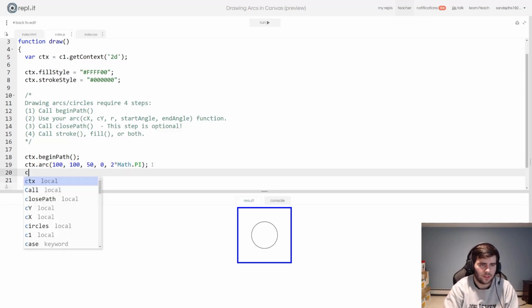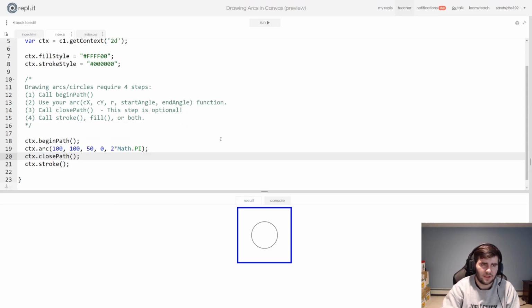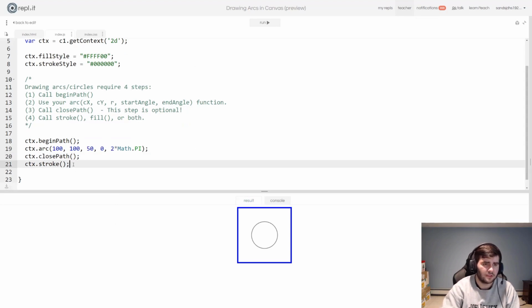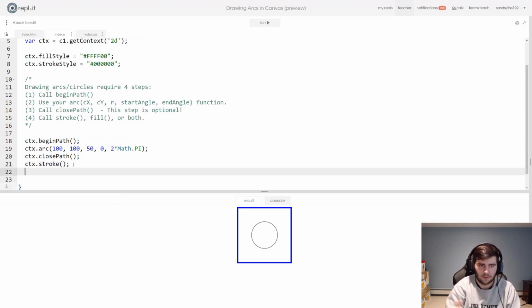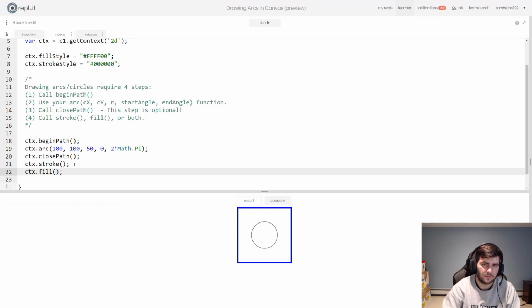Now what I'm going to do here in the middle is I'm going to say ctx.closePath just because I'm going to want to fill it in. And I like to close path whenever I fill in a drawing. And then I'm just going to say ctx.fill. All right. Right there, we have a yellow circle in our canvas.